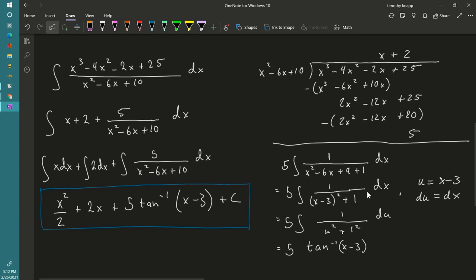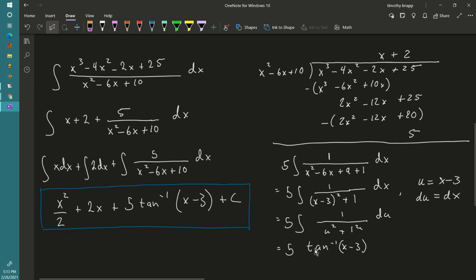And now I do a u substitution. I'm going to let u equal x minus 3. So there it is. And then du is just dx, because the derivative of x minus 3 is dx, and the derivative of u is du. And so there we have it. I'm able to replace the dx with a du due to this formula. I'm able to replace the x minus 3 with a u due to that formula. And now I've got this.